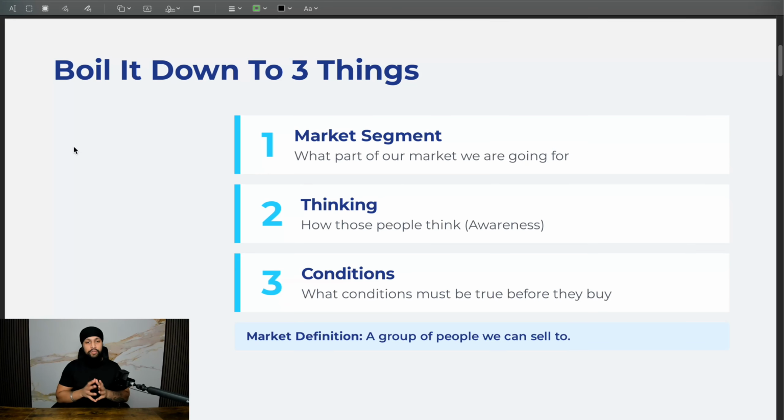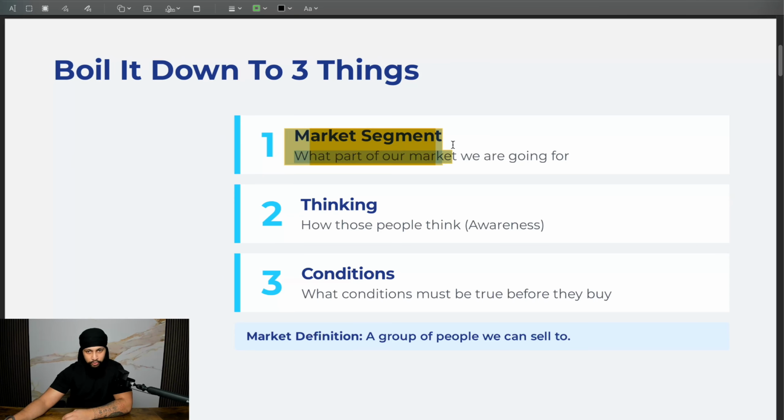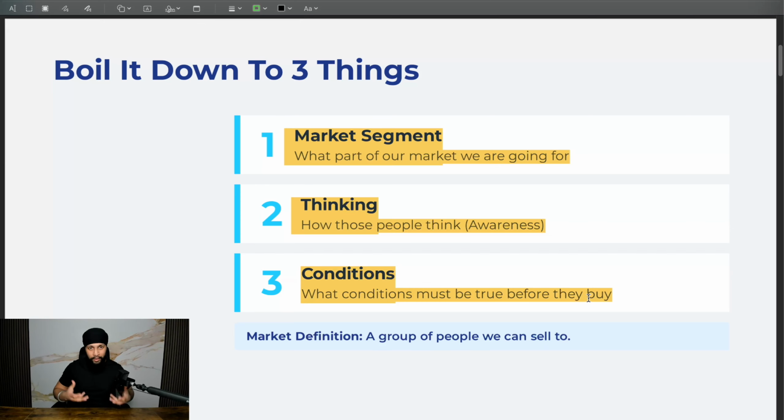Number one thing that you need to understand is that when it comes to your messaging, you have to boil it down to just three things, okay? And this is the market you're going after, right? Who is it that you're targeting, and specifically what segment of the market, how these people think, which is their awareness level, sorry, and what conditions must be true before they make a purchase. Okay, meaning what are their buying conditions before they buy from you.